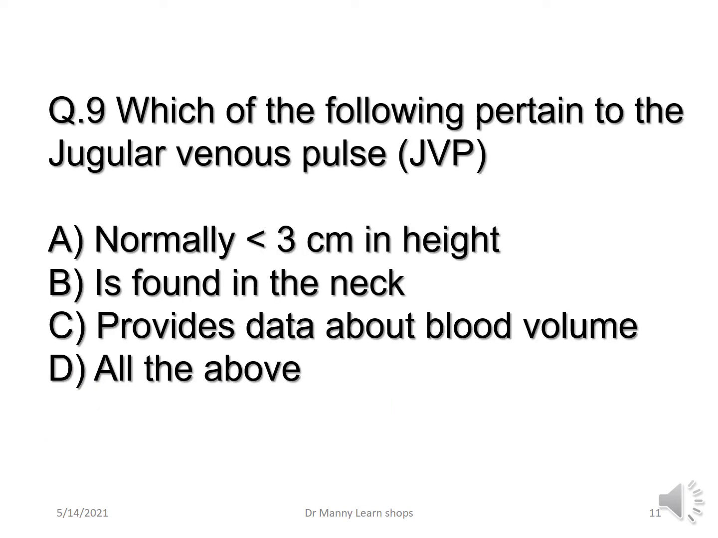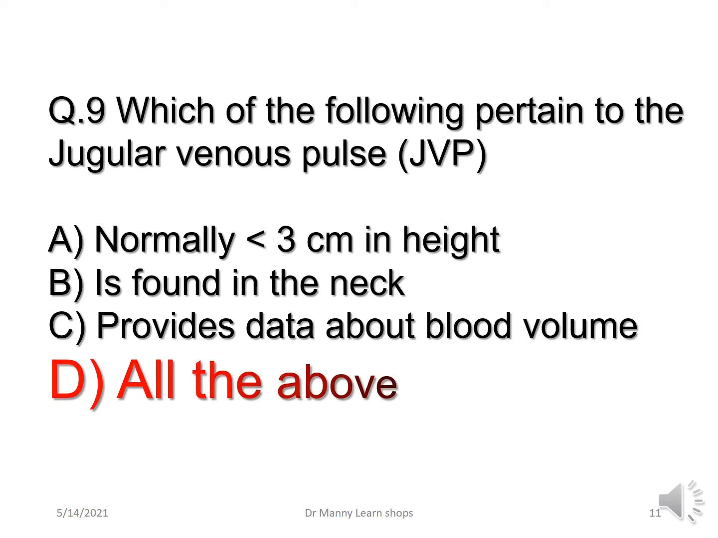Which of the following pertain to the jugular venous pulse or the jugular venous pressure? It's normally less than 3 centimeters in height. It's found in the neck. It provides data about blood volume, or does it indicate everything, all of the above? The answer is all of the above.